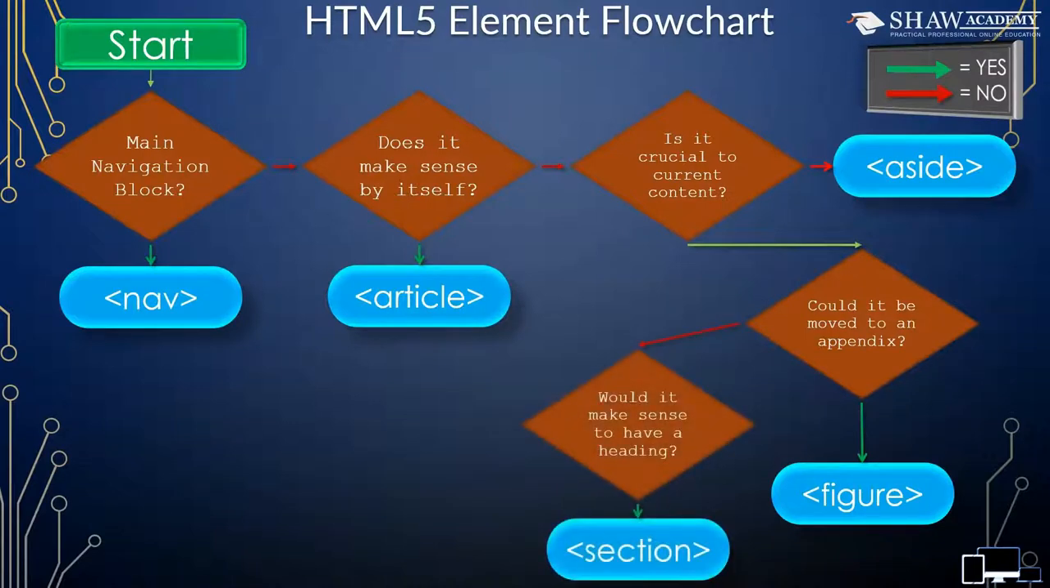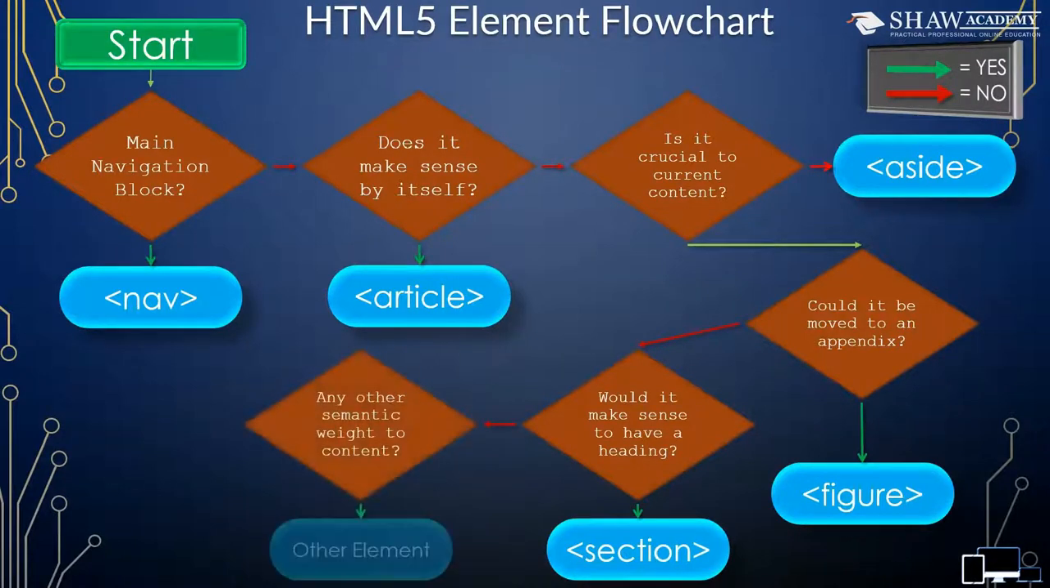Would it make sense to have a heading? Yes. Well, then we can use a section. And any other semantic weight to the content? Well, then we can use any of the other semantic HTML elements. So b would be a semantic element. Strong is a semantic element. EM is a semantic element, standing for emphasis. The other one was strong. We've got p to denote a paragraph. So all of those are semantic elements.